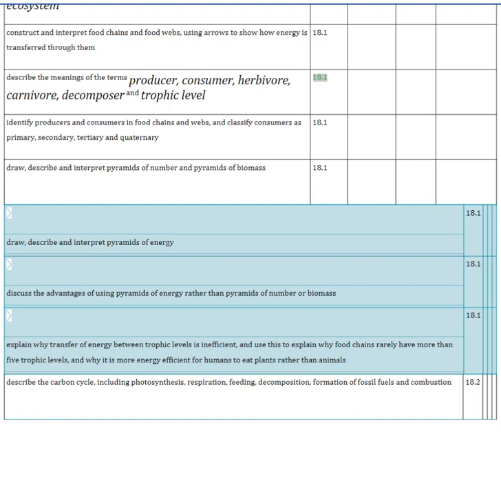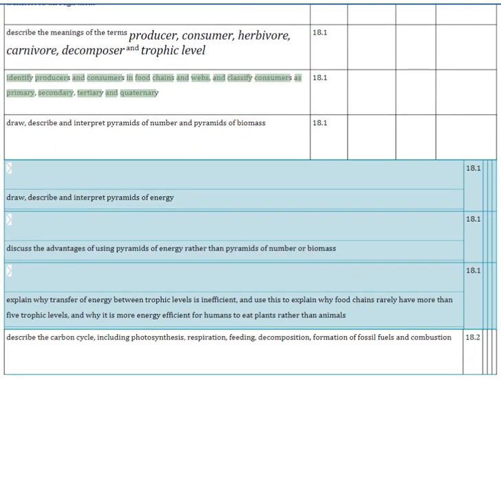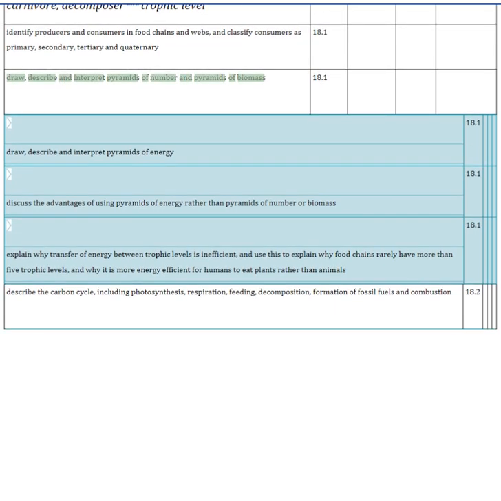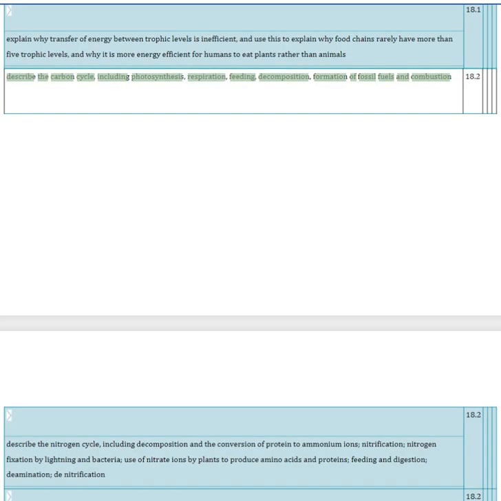18.1. Identify producers and consumers in food chains and webs and classify consumers as primary, secondary, tertiary and quaternary. 18.1. Draw, describe and interpret pyramids of number and pyramids of biomass. 18.1. Describe the carbon cycle, including photosynthesis, respiration, feeding, decomposition, formation of fossil fuels and combustion.